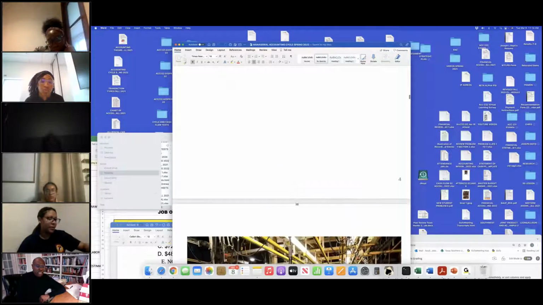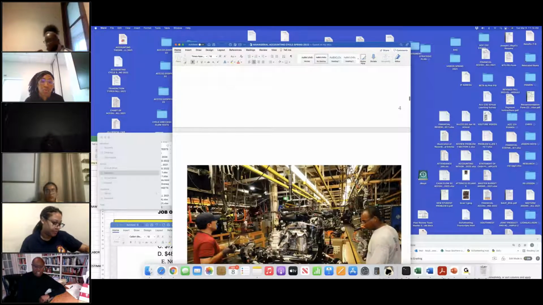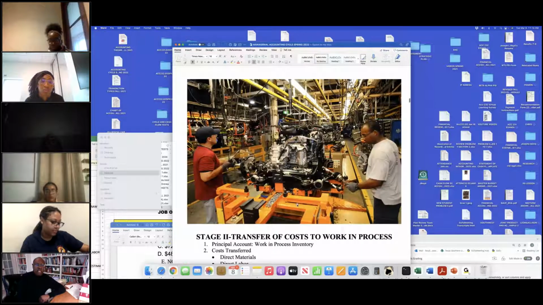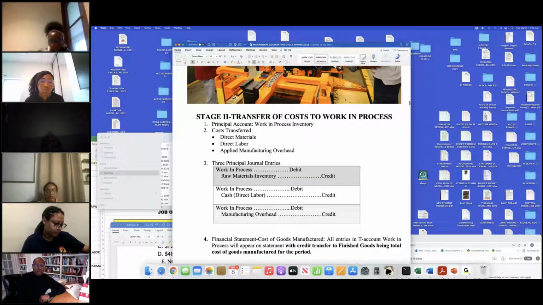When we get ready for stage two to make the item, there's at least three journal entries. There's bringing in the raw materials. You got to make this for however many raw materials you have. Then we have to pay the workers. And then we have to estimate the overhead.